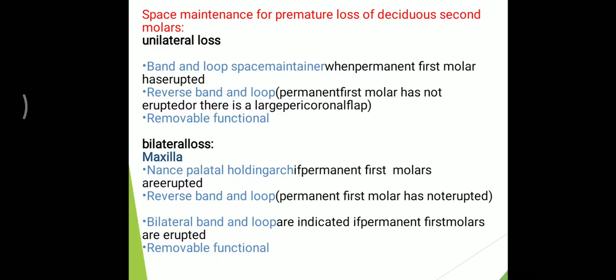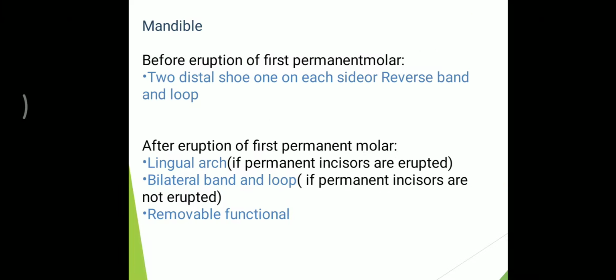Bilateral loss for the maxilla, it's Nance palatal holding arch if permanent first molars are erupted. Reverse band and loop if permanent first molar has not erupted. Bilateral band and loop are indicated if permanent first molars are erupted, and removable functional. And in case of mandible, before eruption of the first permanent molar, we should go for two distal shoe, one on each side, or reverse band and loop. After eruption of the first permanent molar, we should go for lingual arch if permanent incisors are erupted, and bilateral band and loop if permanent incisors are not erupted, and removable functional.